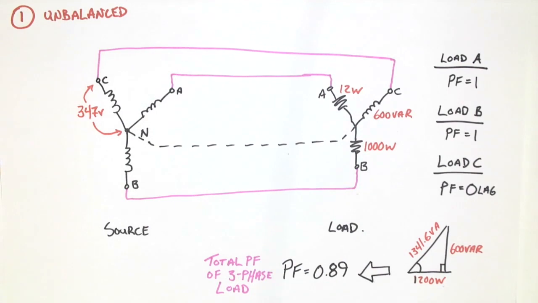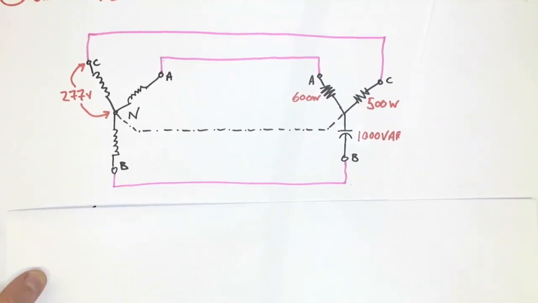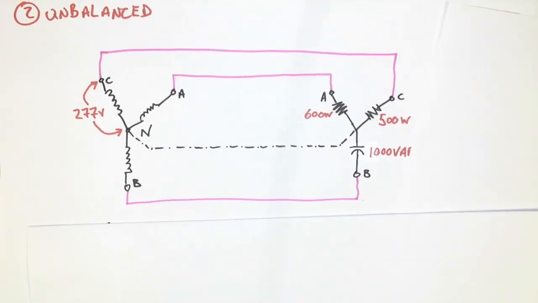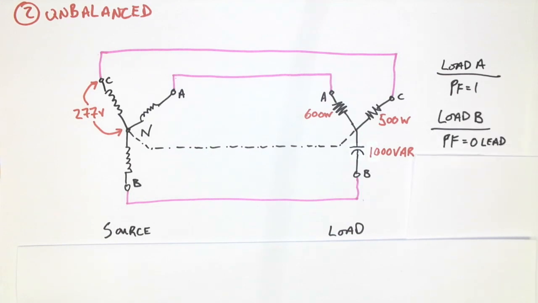Let's take a look at another example. Same sort of process. This one we're going to calculate is going to be, again, unbalanced. So here's my unbalanced system. There's my source and load. We have 3 individual loads. Load A is a power factor of 1. Load B is a power factor of 0 lead because it's a capacitor. And load C is a power factor of 1 because it's a resistor.